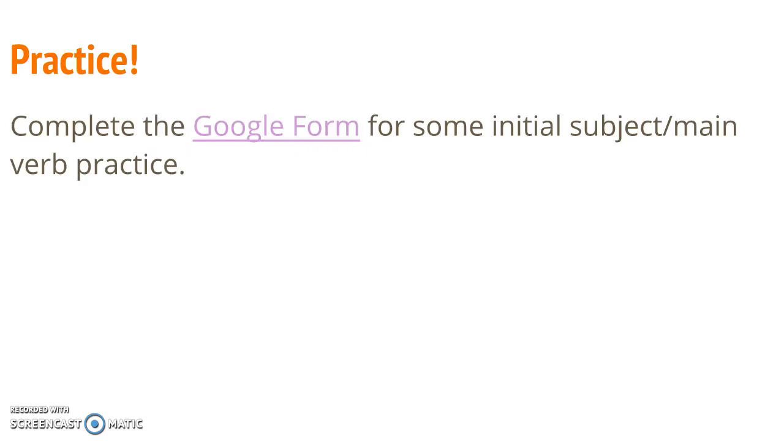Okay, so the next thing that you're going to do is you're going to click on that link that says Google Form. You are going to complete the Google Form for some initial subject and main verb practice. And then in class, we're going to use the book that we're currently reading to identify some authentic pieces of writing and find the subjects and main verbs.